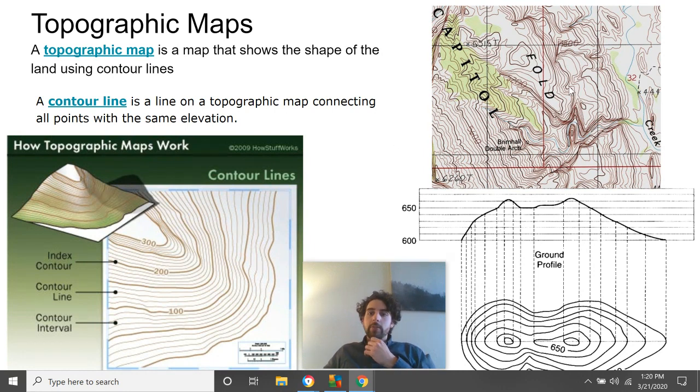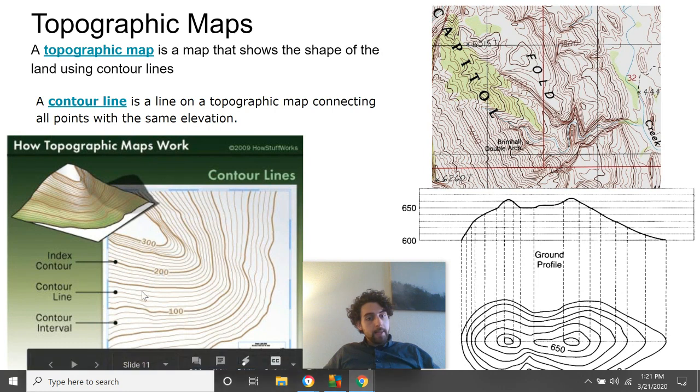So in the top right, this is pretty much what you'll see when you're looking at a topographic map. In the lower left, you can see this picture which shows how they work. Imagine that is what the landform looks like. It's kind of like a raised mountain or a raised hill. The index contours are these dark solid lines labeled with the elevation above sea level. And the contour lines are all of these lines connecting.